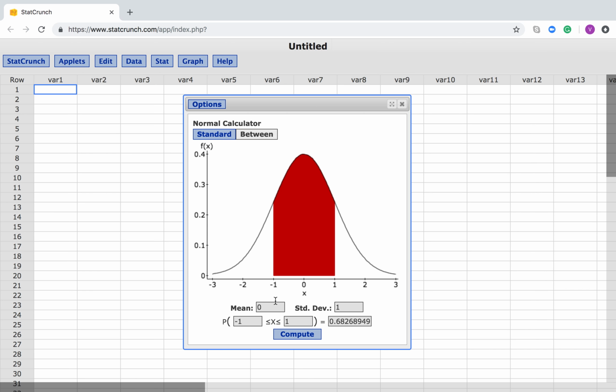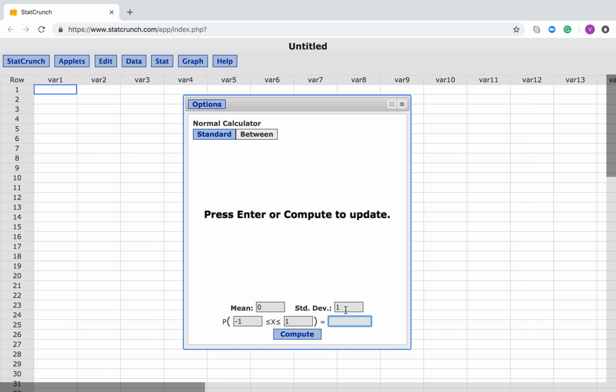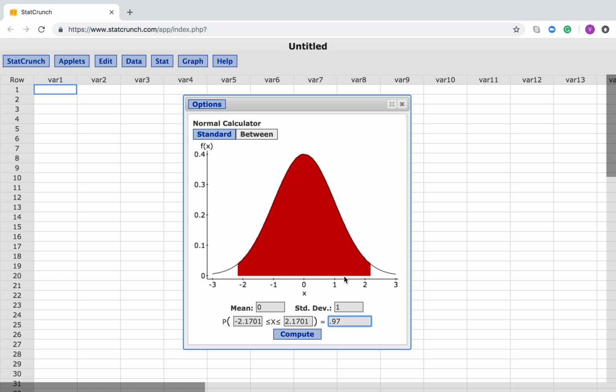So first of all, you keep the mean as 0 and the standard deviation as 1 because we're dealing with the normal curve, okay? What we're going to do is we're going to put 0.97 right over here where the area is computed. So we're going to put 0.97. And as you can see here, we now have 97% of the area in the middle, and it's giving us two values where that encompasses 97% of our area, and we have negative 2.1701 and positive 2.1701.